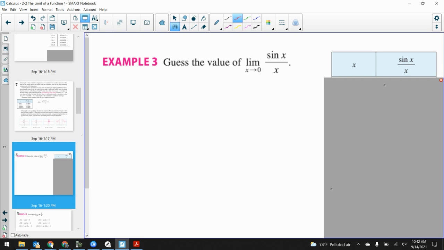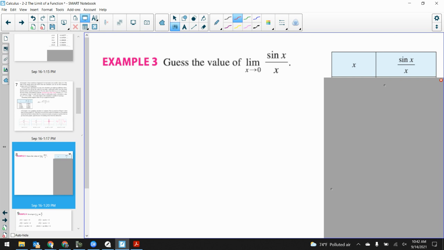Anybody see a pattern? Anybody want to guess what direction this is going? Guess at what the limit's going to be? My math brain, when I hear the word guess, it's like nails on a chalkboard. I hate guessing. Anybody got a good guess though? What do you think? I would agree with you.